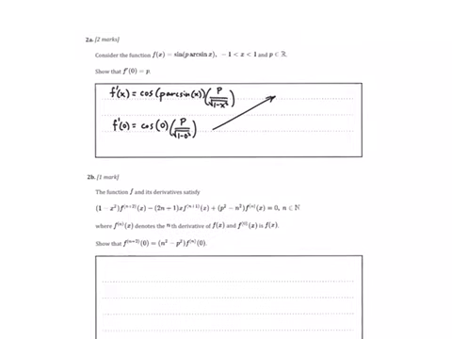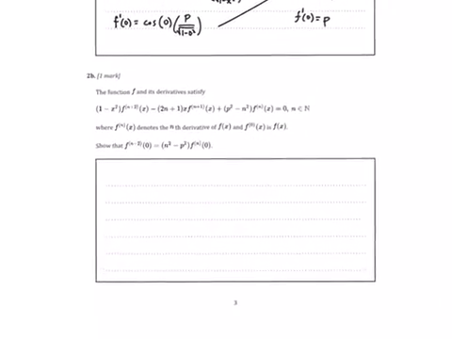Okay, so evaluating both of those separately, cosine of 0 is 1, and p over the square root of 1 is p. Therefore, f prime at 0 is equal to p. So that's a pretty easy 2 marks to get you started. Let's take a look at part B.